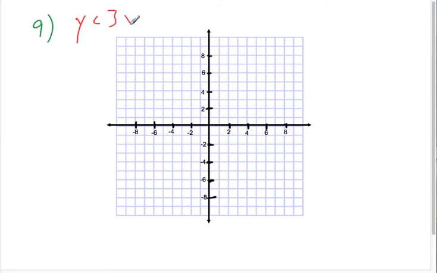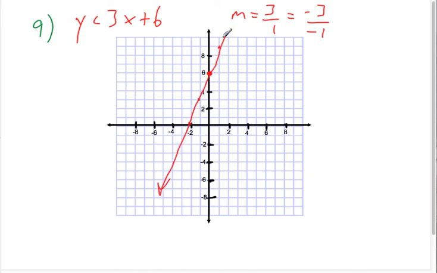We're going to need a coordinate grid again. Let's get rid of that. Okay. And, whoops, where did my coordinate grid go? There you go. Get out there. Alrighty. We're going to do red. So we're going to have y is less than 3x plus 6.